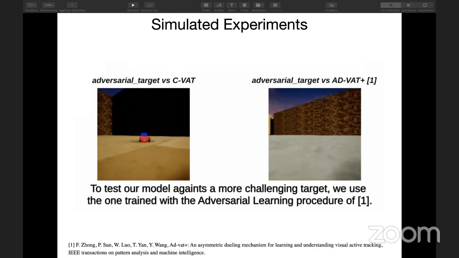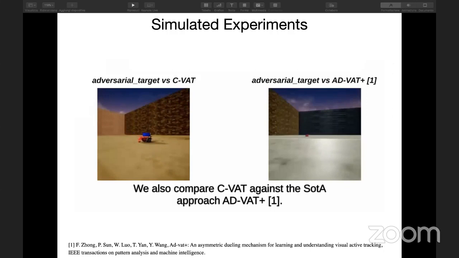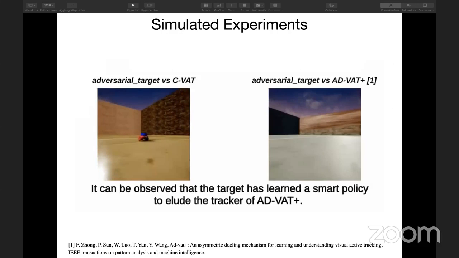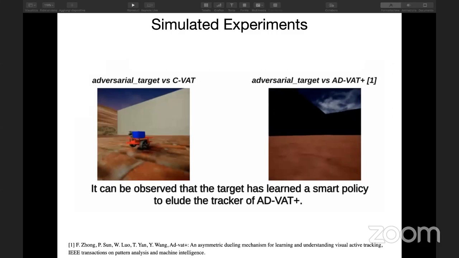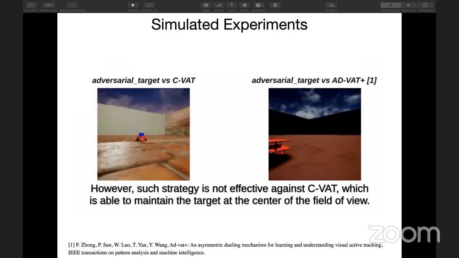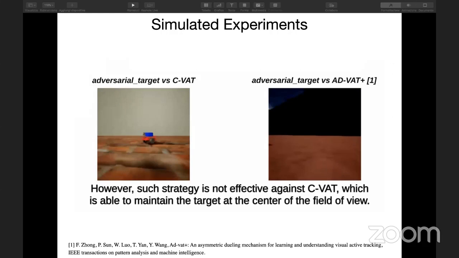Now we can see a different target, an adversarial target, which is trained specifically to fool the tracker. So it is a much more difficult target. We can see on the right the performance of the Advat Plus state-of-the-art approach, which is not able, unfortunately, to track the target correctly. And on the left side, we can see our method that is instead able to do that.